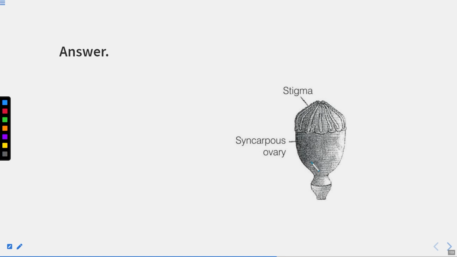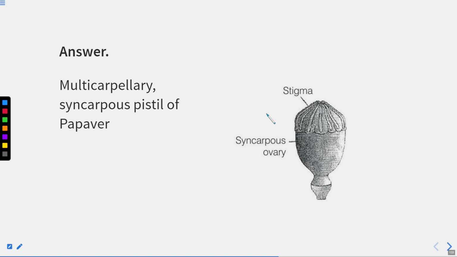Okay, here you can see this is the syncarpous ovary. The carpels are fused together. Syn means fused. Okay, so here is the ovary. This is the stigma here, which is the receptive part. It receives the pollen. Okay, this is the multicarpellary syncarpous pistil of Papaver somniferum. What is the common name of Papaver somniferum? It is opium poppy, or you can just simply say poppy.